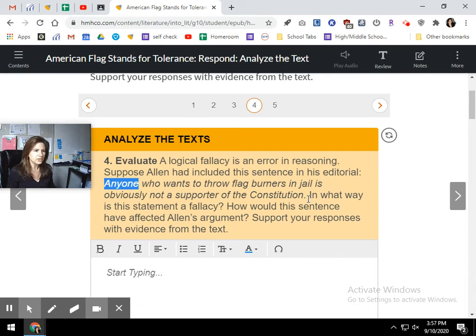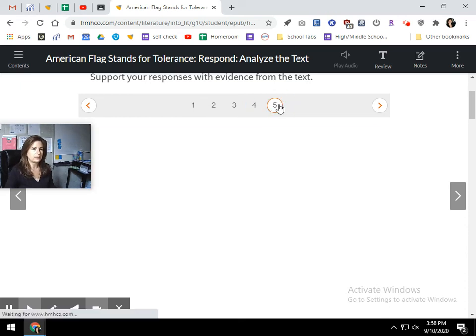Are they going to listen to you? So if he says anyone who wants to throw flag burners in jail just obviously doesn't support the Constitution and doesn't know what they're talking about. If he had started out with that, how would that have affected his argument? And I kind of just went into that for you, and support your responses with evidence from the text. All right, I think that one's good to go.